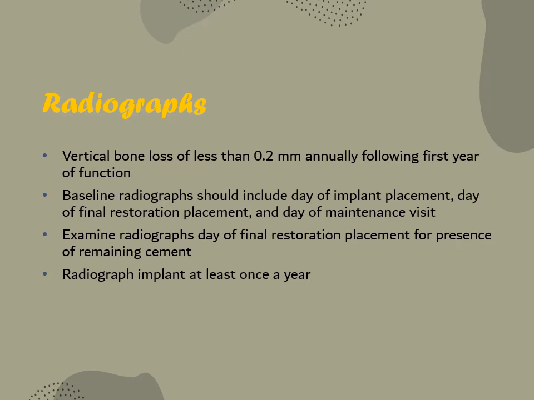Radiographs, yay. So vertical bone loss of less than 0.2 millimeters annually following that first year of function, okay? So let's do the math here for this. So they have had the implant for 1 year, and wherever that 1 year mark is, that's going to be considered their baseline. And then let's say 5 years later, which is how long it would take, right? 2 times 5 is going to be 1 millimeter. They've lost 1 millimeter around that implant.